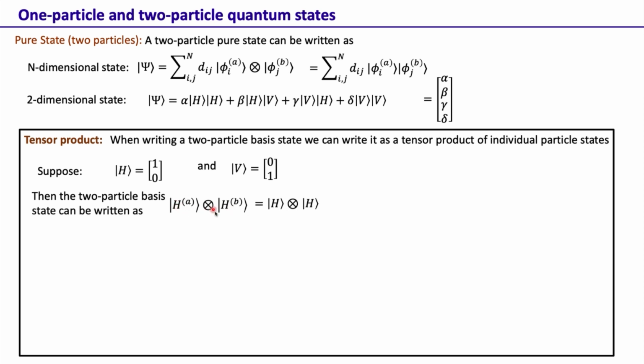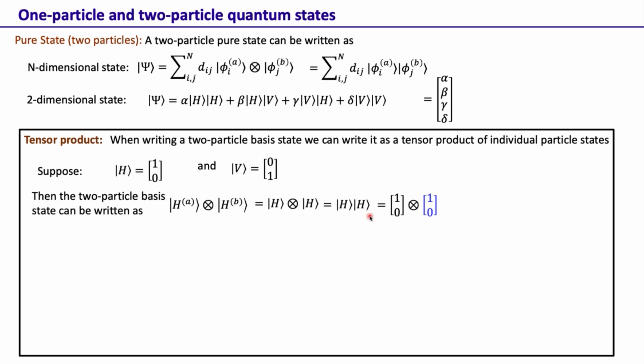Of course, this is horizontally polarized, so we need not write A and B. We can just write H tensor H. We can also just write it as HH. So these are the different notations that are used in the quantum information texts. These are all equivalent ways of writing it. So first ket is always first particle, second ket is always second particle. So if we have the convention, then we don't explicitly need to write A or B. And again, when we write this, the tensor product is kind of implied. So even if you don't write it, it is assumed that it is a tensor product.